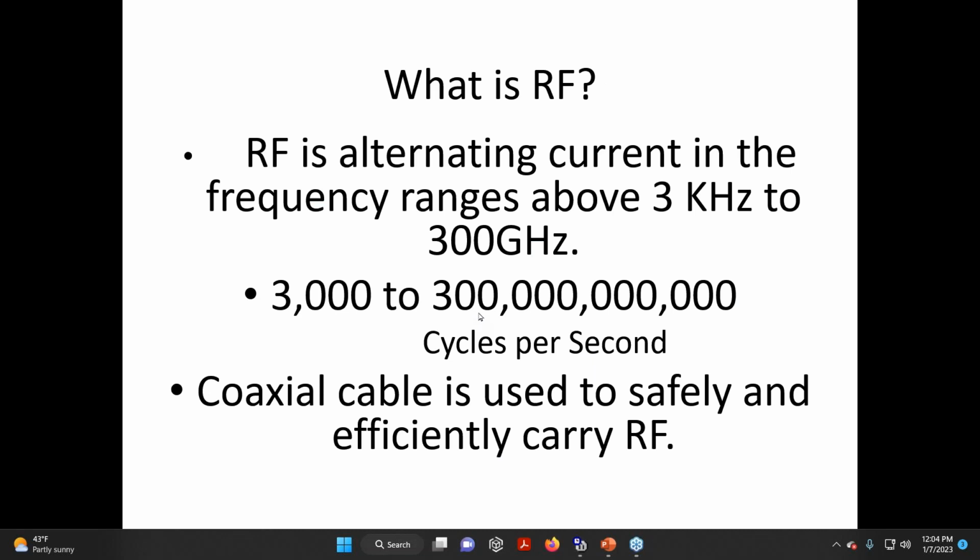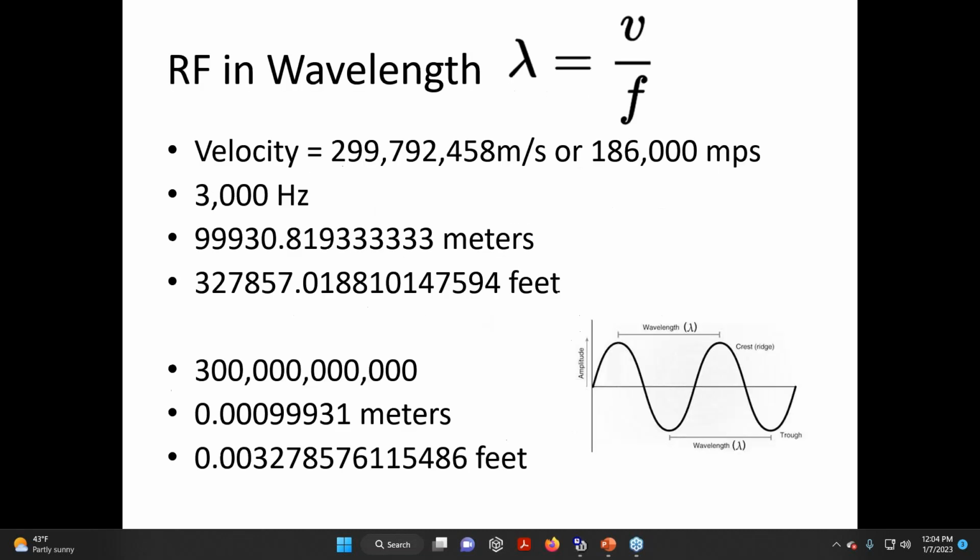So what are we talking about? Well, RF, radio frequency, are radio frequencies in the range of 3 kilohertz to 300 gigahertz. Basically, that's 3,000 cycles, or we call them hertz, to 300 billion cycles. Coaxial cables are designed to carry this particular range of frequencies.